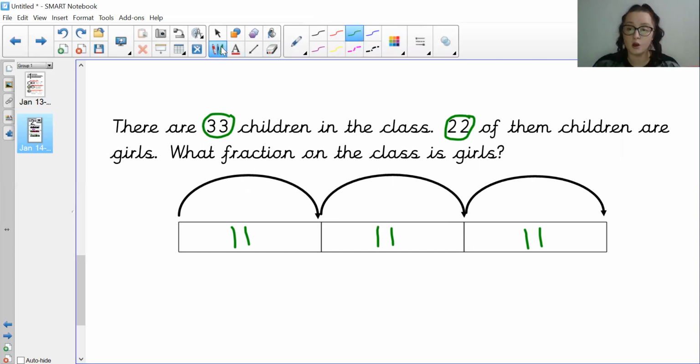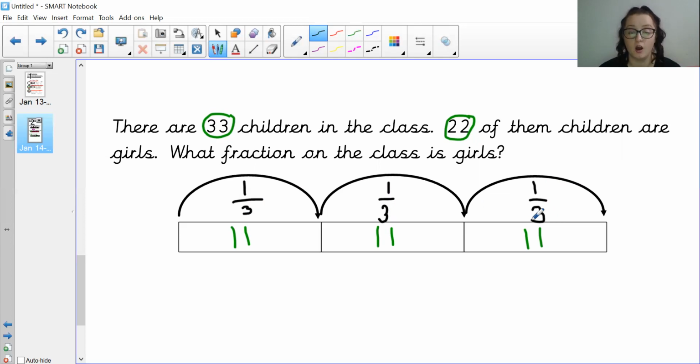Okay, now we've got our whole, and it's cut up into how many parts? 3. So it's cut up into thirds, isn't it? So let's write a third under each one. 1/3, 2/3, 3/3.